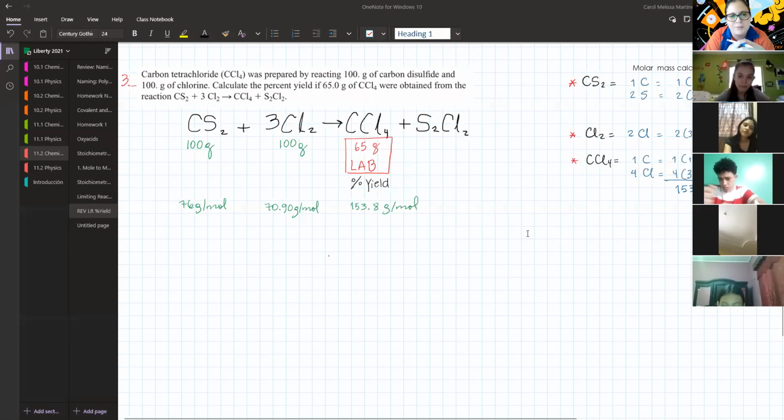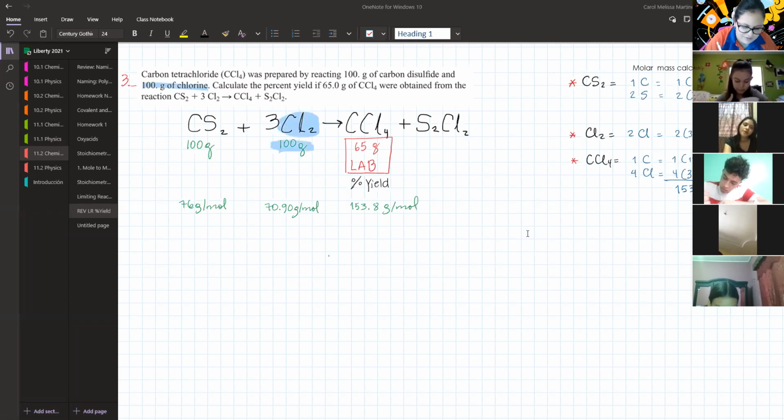Carbon tetrachloride was prepared by reacting 100 grams of carbon disulfide. So here, carbon disulfide is this one, and the problem is giving me 100 grams, and also 100 grams of chlorine, okay? So here I have the chlorine and here I have 100 grams. So calculate the percent yield if 65 grams of carbon tetrachloride were obtained from the reaction.